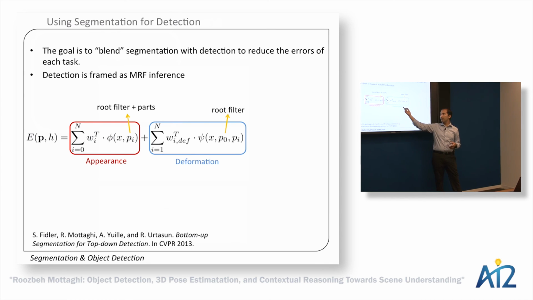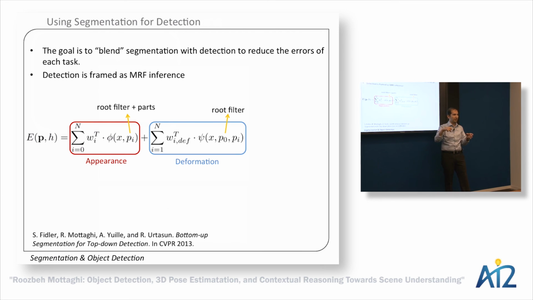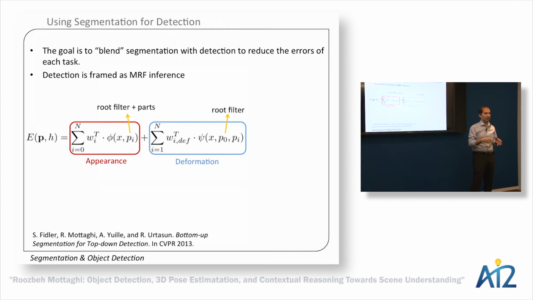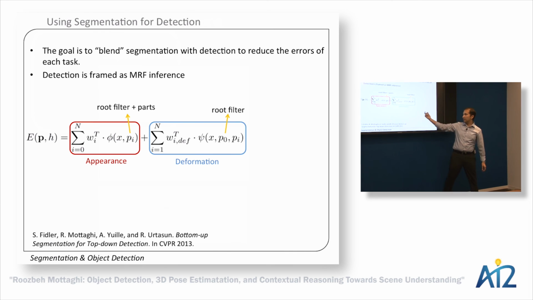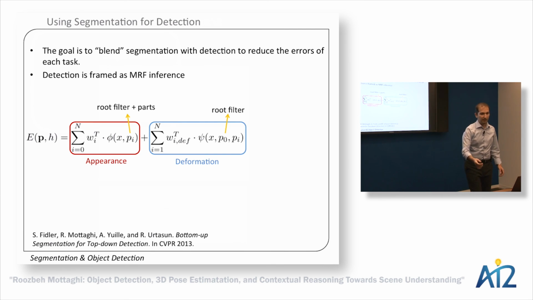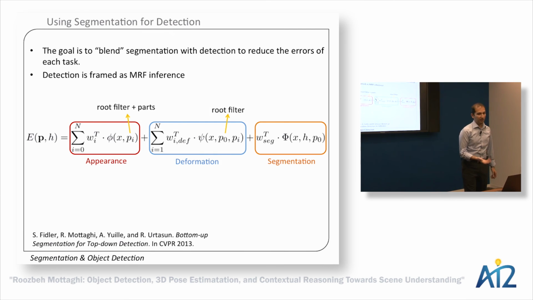The model that we have is basically a star model. We have a template for the object, and that template is connected to a set of parts. We loop over the template for the full object and the templates for the parts. And this is a deformation term. Basically, this captures the displacements of the parts with respect to the object. This has become kind of a standard thing in computer vision, and here we added an additional term, which is a segmentation term.